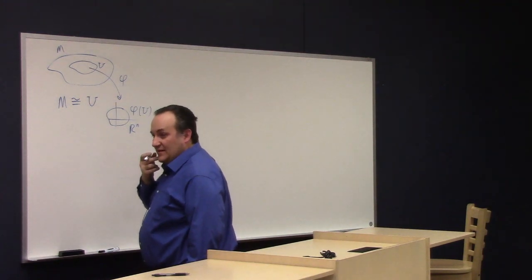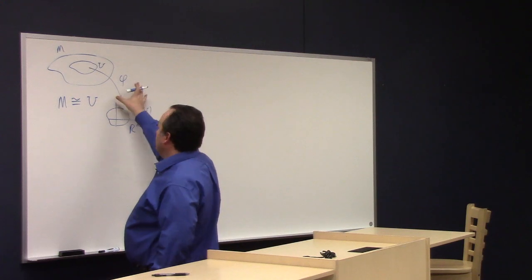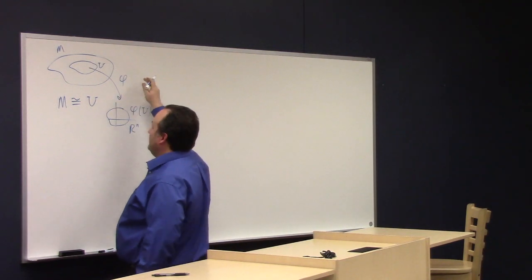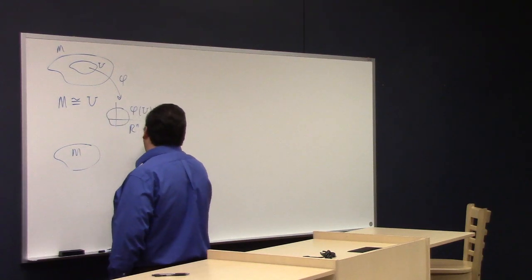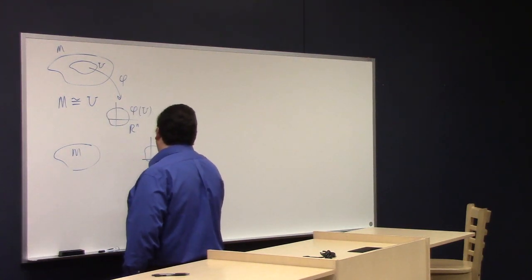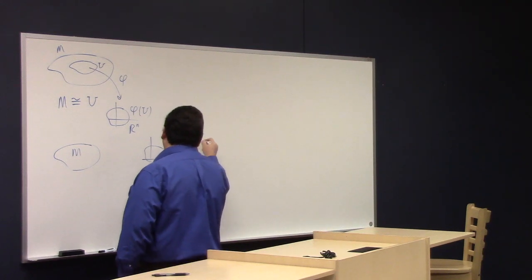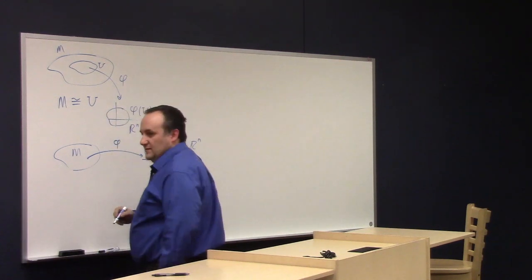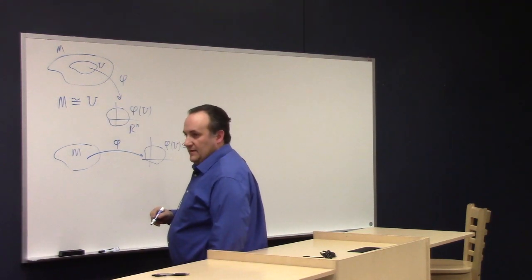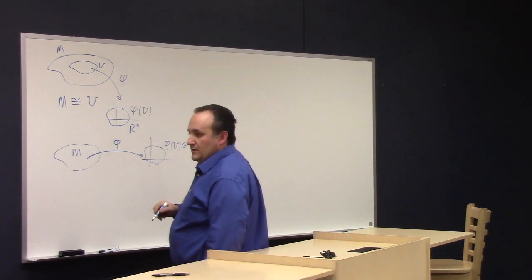So let me ask a kind of trippy question. What's the local coordinate representative of this map? Let me draw this in a slightly different way. Here's M, and over here is phi of U, which is a subset of R^n. I'm thinking of the chart as the mapping we're studying the smoothness of. So what's the local coordinate representative of a chart, from this perspective?